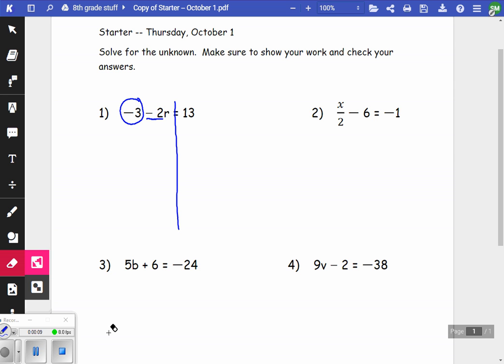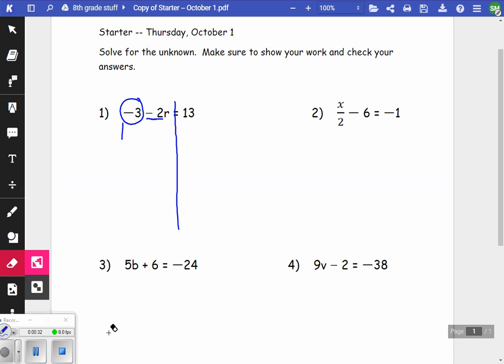To solve these equations, first thing I'm going to do is draw the line, which I've done already. I'm going to circle my constant, and I'm going to underline my coefficient. Okay, and then I know that I'm going to deal with my constant first, whatever's circled. My constant in this problem is -3. The opposite of -3 is +3.